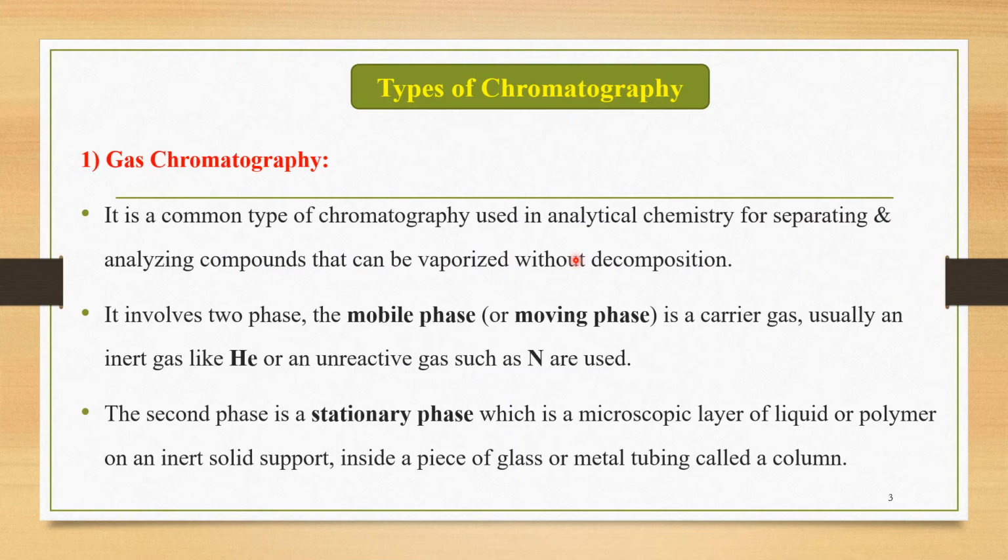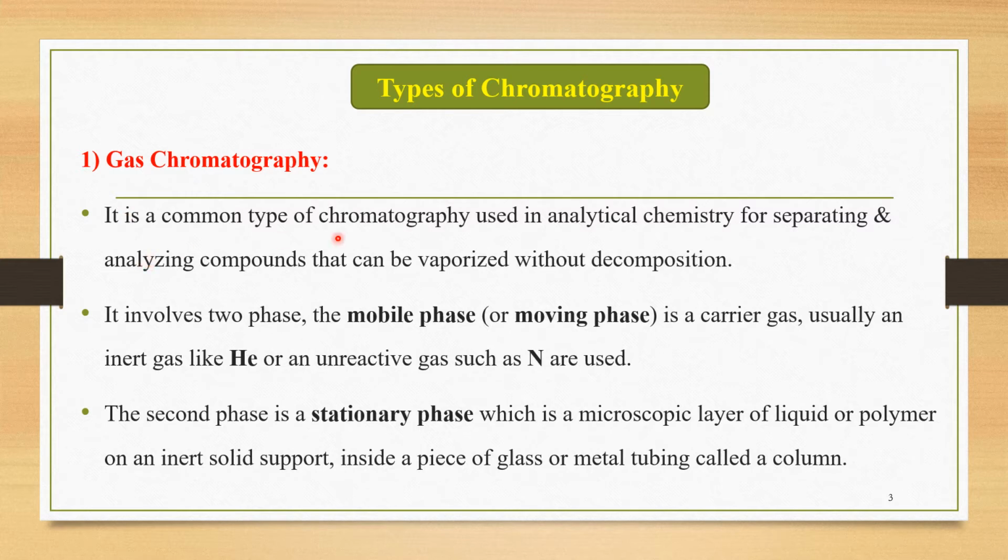Now, the first important type of chromatography, in addition to the 5 types which we discussed in the last lecture, is gas chromatography. We already discussed what chromatography is and 5 different types of chromatography in the last lecture. So in general this is the sixth type of chromatography. Now what is gas chromatography?